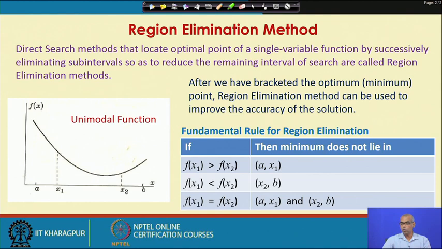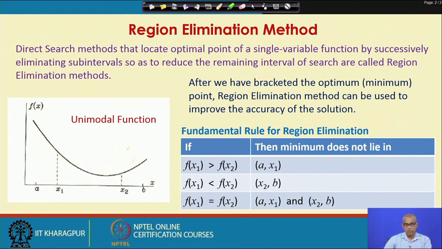So, let us now look at the fundamental rule for region elimination. Look at the figure, the minimum point lies between A and B. So, my initial interval is A, B. Now, to reduce this interval or to eliminate a region, we need to evaluate the function at two different points within the interval. Let us consider those two points as x1 and x2. Once you evaluate the function at x1 and x2, three scenarios can happen.